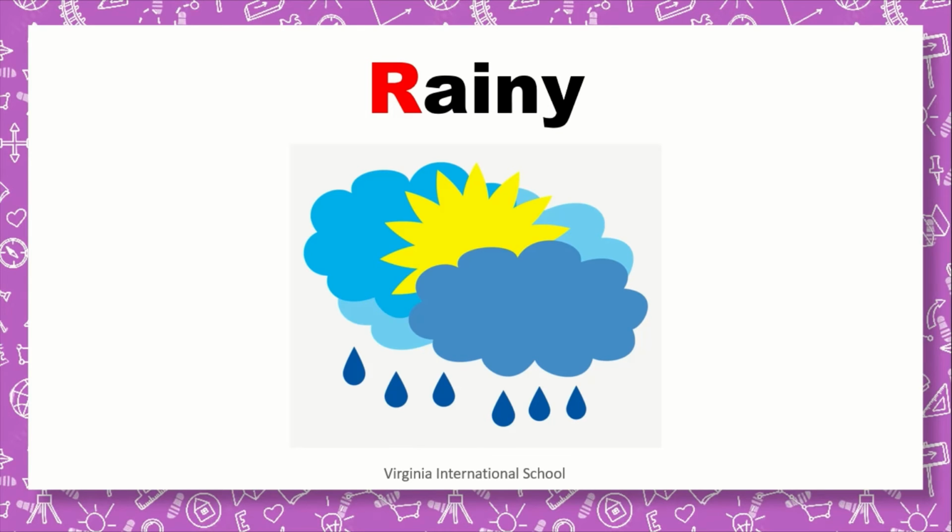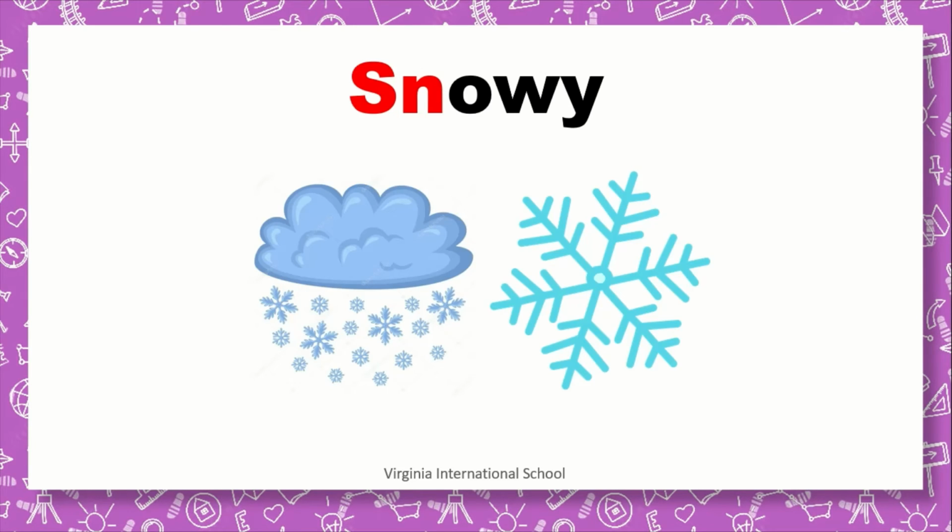Next, we have rainy, where it's raining again and again. It's called rainy weather, rainy with an R. Next, we have snowy, S-N, snowy, where it snows. Of course, it doesn't snow here in Egypt, but if it snows outside, we can call the weather snowy.